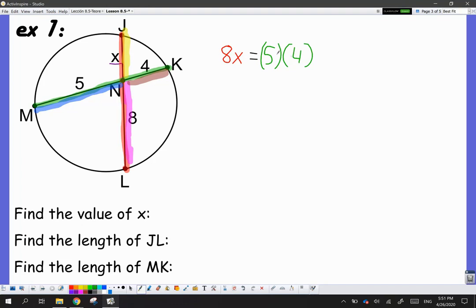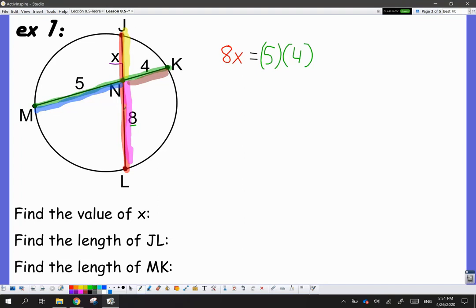Now again, if you're not sure how I got these numbers, make sure you rewind the video, go back a little bit to see how I got them. But basically, the 8, I got it from here, the x from here, because those two are the parts of the same chord, I multiply them together. Also, the 5 and the 4 are the parts from the same chord.